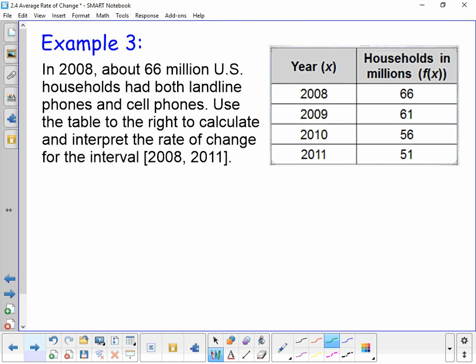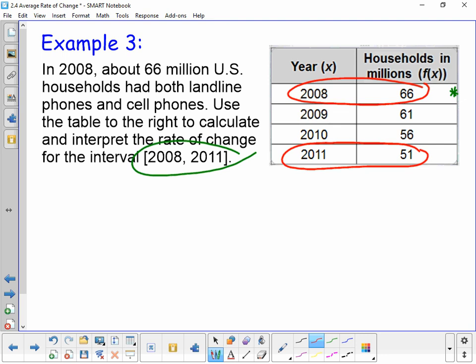In 2008, approximately 66 million households had both a landline and a cell phone. That's on our table right here. And then our table also includes data from some other years. We're going to use this table to calculate the average rate of change for the interval from 2008 to 2011. So we'll be using this first point listed on our table and the last point.